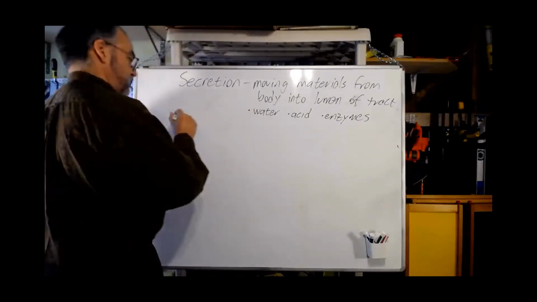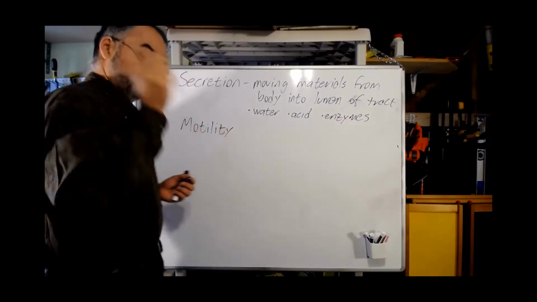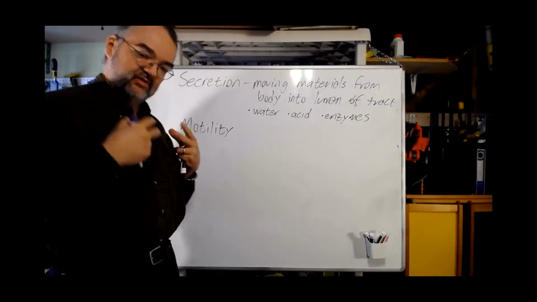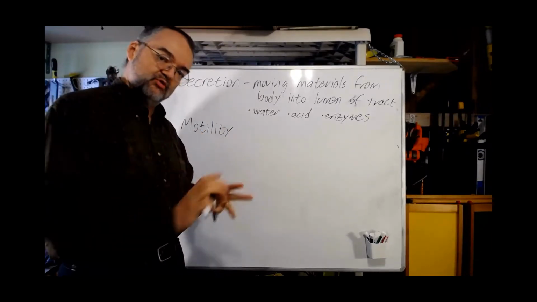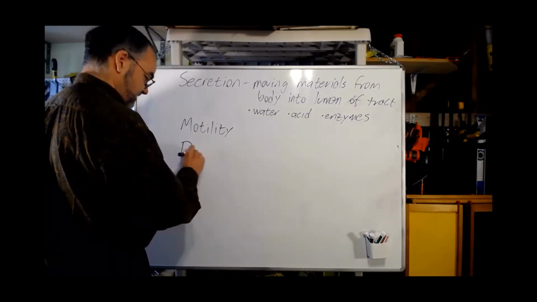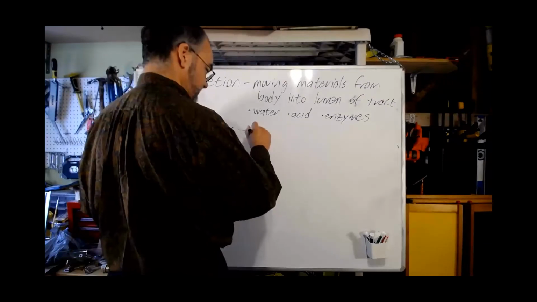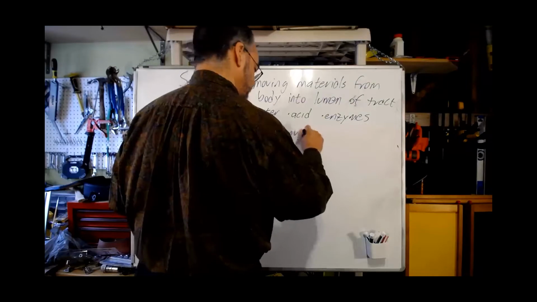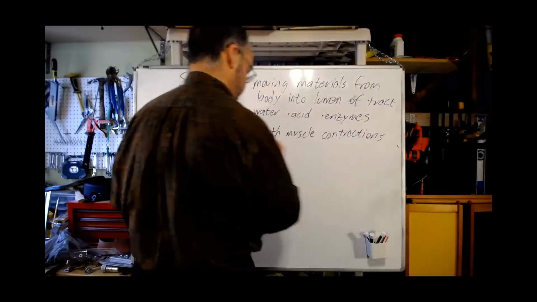The second function might be motility. We have to move things down the donut hole. So the gastrointestinal tract has a lot of smooth muscle around it, which has interesting patterns of contraction to help move things along in controlled ways. A third one is digestion. I should go back and say motility is smooth muscle contractions to control movements of material.